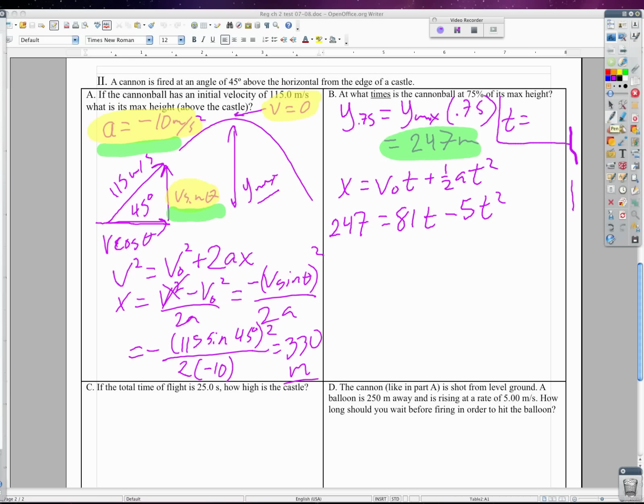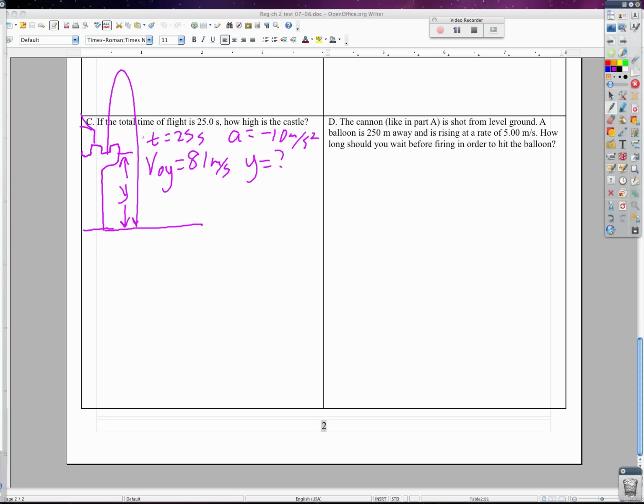Of course, my x equation is Vx is equal, oh sorry, just kidding. It's x equals Vxt. I can solve this for the time, and that's going to be 250 over 81. And so that's going to be like 3 point something? 3.1 seconds. And now I know y equals vyt plus 1/2 a t squared.